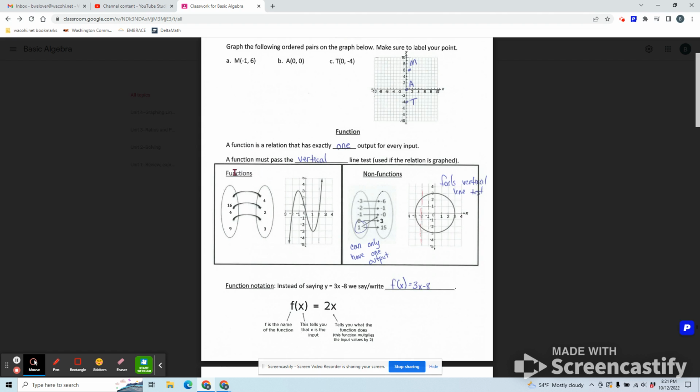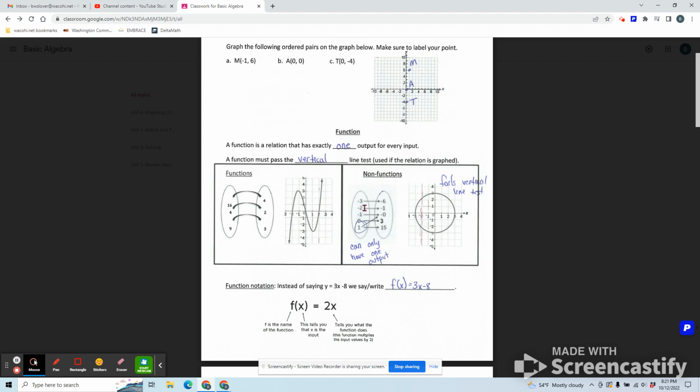So on the left side, we have the function. On the right side, we have non-functions. Over here, these are all functions. I have one input and one output. 16 goes to 4. 4 goes to 2. 9 goes to 3. This over here passes the vertical line test. If I take my finger or my pencil and I go straight up and down, it only intersects the line once. Hence, it passes the vertical line test.